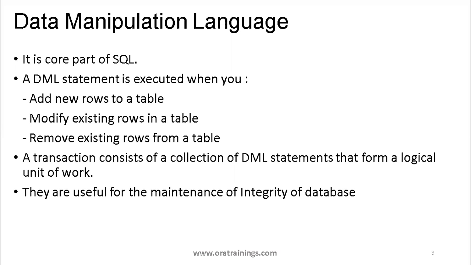A transaction consists of a collection of DML statements that form a logical unit of work. Whenever you modify the data, the database has to maintain the integrity of the database. When you update the data, it has to update the data. When you commit the data, it has to be committed, and the data should be available across the users who are using it, right?